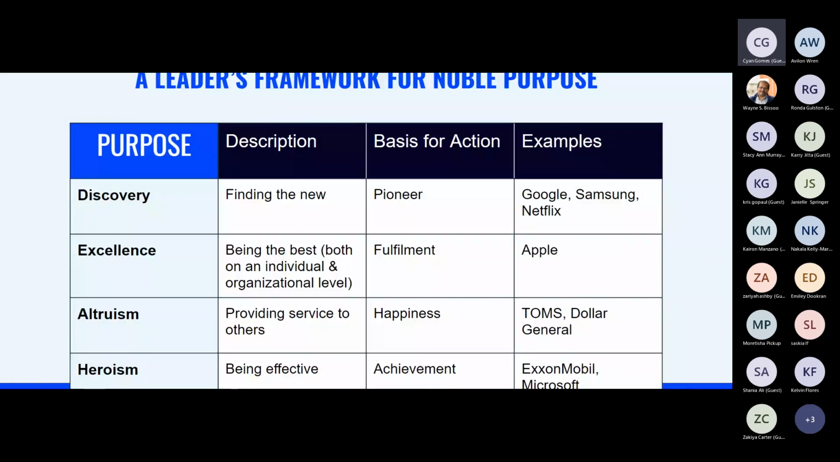The next approach we have is altruism. It's about providing service to others, which is why many nonprofit companies use this approach for their purpose. People feel good when they are doing something to help others or make their communities or the world a better place. So take, for instance, the shoe company Tom's. When someone purchases a shoe, they match that purchase by giving another pair to someone in need. And lastly, we have heroism. So this approach is for companies that like to be strong, aggressive, and effective. With this purpose, they're usually obsessed with winning the market, like how Microsoft and ExxonMobil operate.